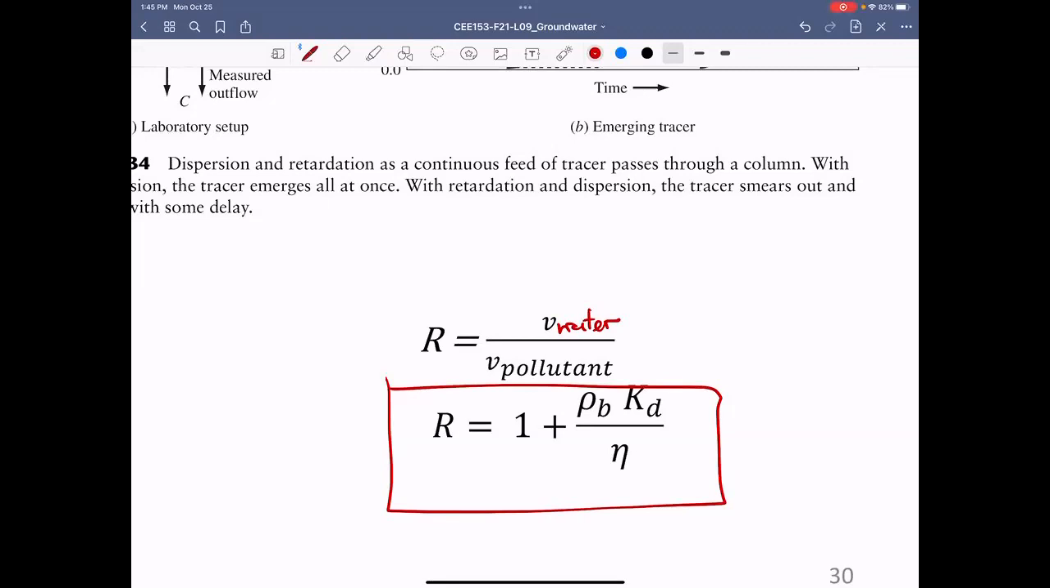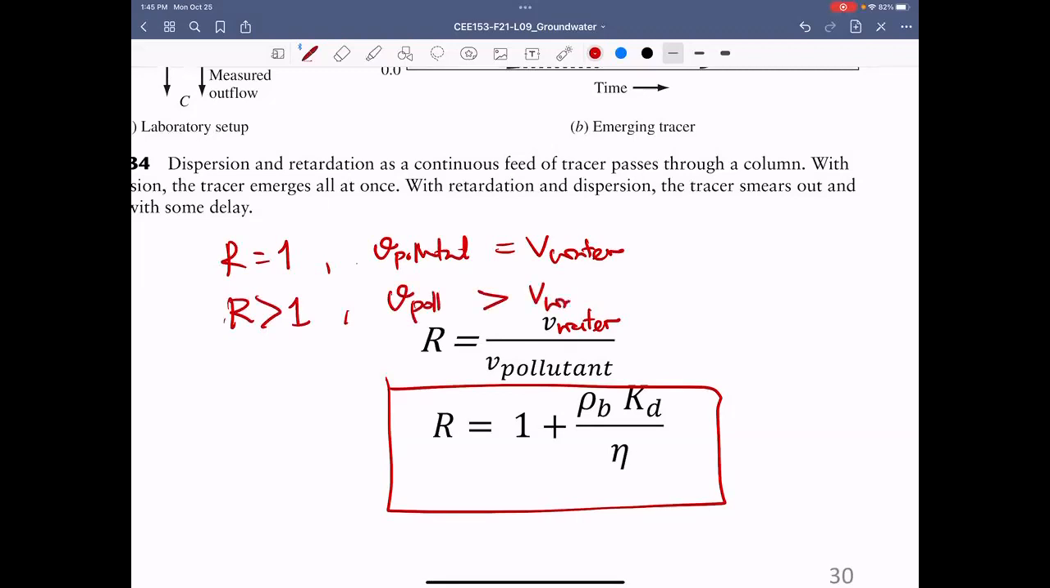So retardation, if R equals 1, that means velocity of pollutants is the same as velocity of water. That means no reaction, no adsorption, nothing. It's a conservative pollutant. If R is greater than 1, the velocity of pollutant is, I'm sorry, less than water. That means the pollutant is moving very slowly. That's the whole reason retardation is more than 1.